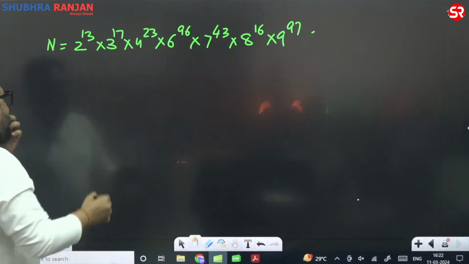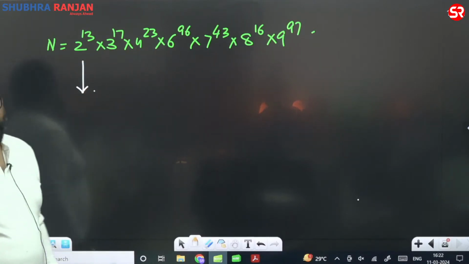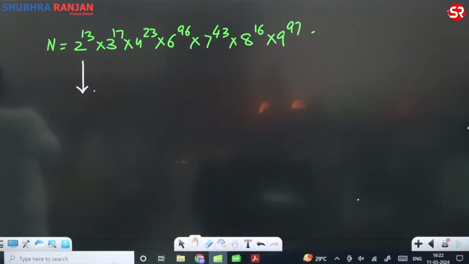ट्राई करो बस. गाइस 2 की पावर 13. 2 की पावर 4 ends with 6. 2 की पावर 12 ends with 6. 2 की पावर 13 ends with 2.